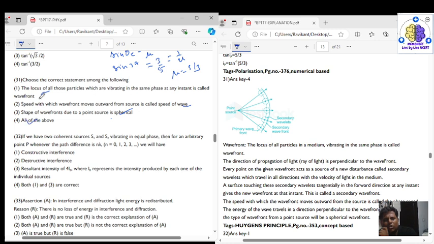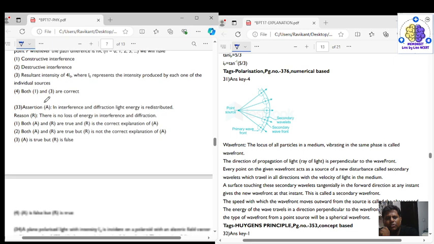Okay. So because statement 1 and statement 2 are the Huygens principle, option 1 and option 2 are correct. Option 3 is also correct. So the correct answer for question number 31 is option 4. All the three statements are correct, right? So the correct answer for 31 is option 4.